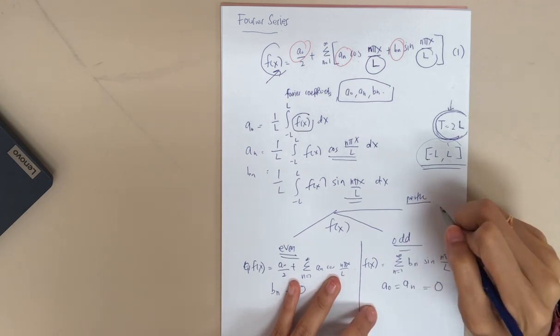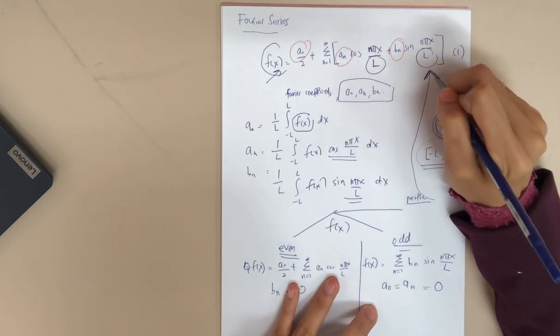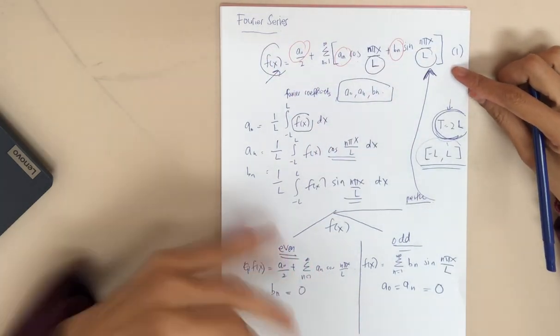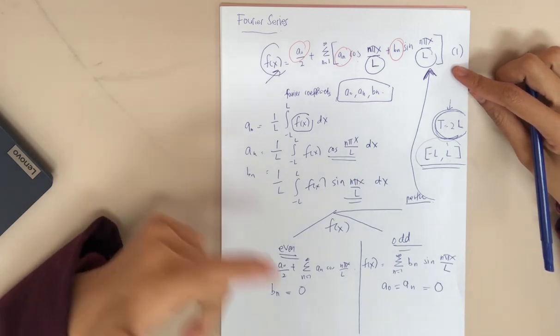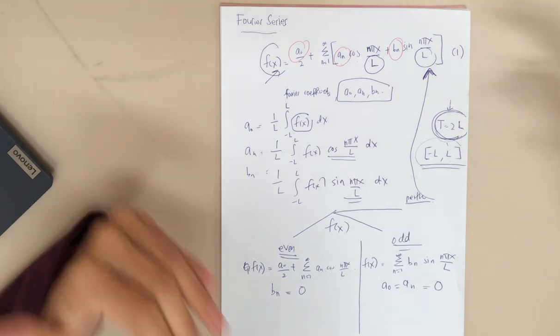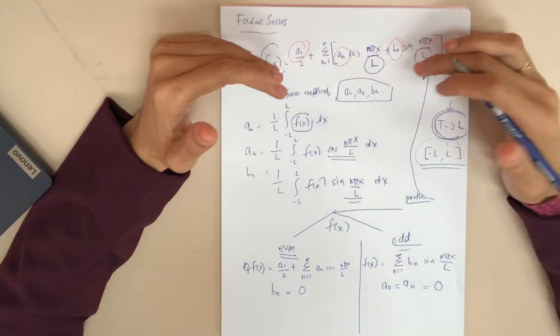So the equation will be the general equation. Your f(x) will be this one, which means that you need to calculate all the Fourier coefficients. You need to calculate A0, you need to calculate AN, you need to calculate BN. So after that, you calculate all these three, then you substitute back to the equation here.